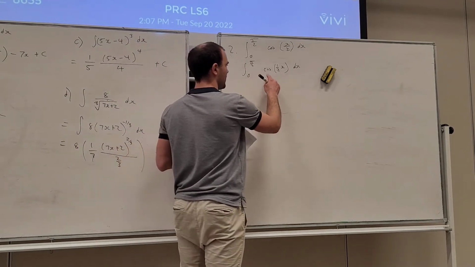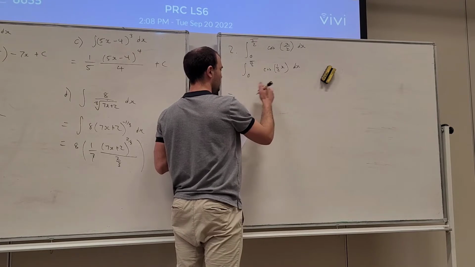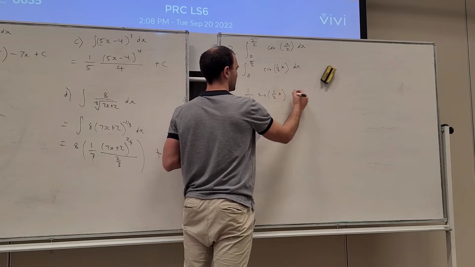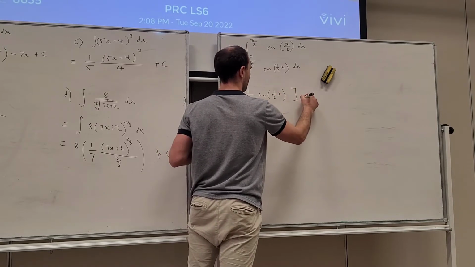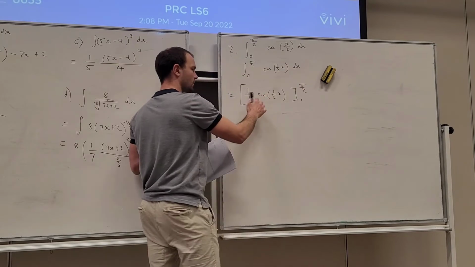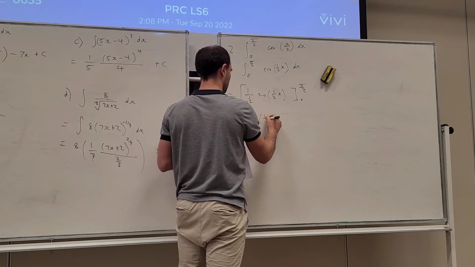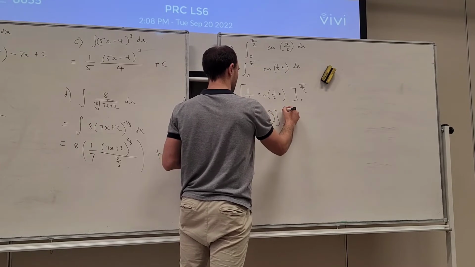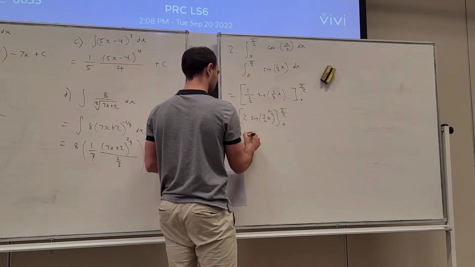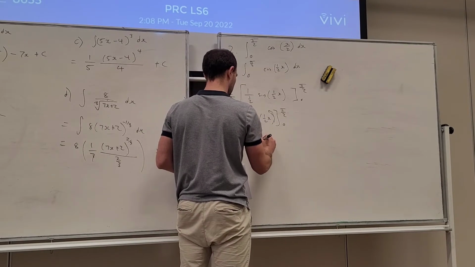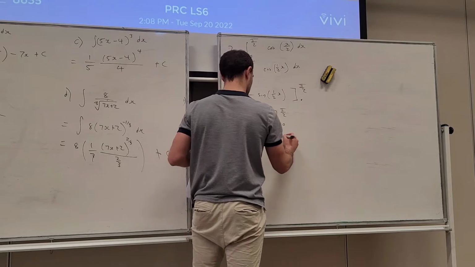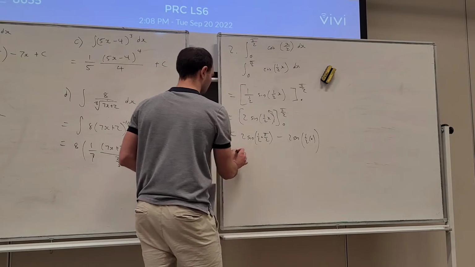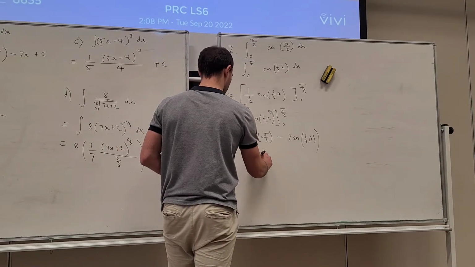Okay, so now we're ready to integrate. We have cos of AX. It goes to 1 on A sine of AX. And we're going from 0 to pi on 2. Now 1 divided by a half simplifies to 2. Now we're ready to sub in pi on 2 and half. That's going to be sine of pi on 4.